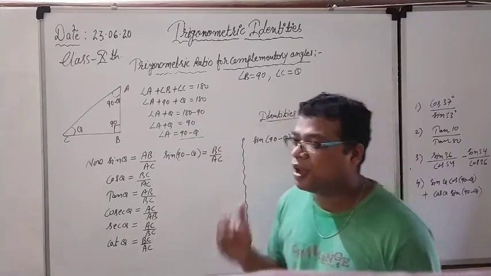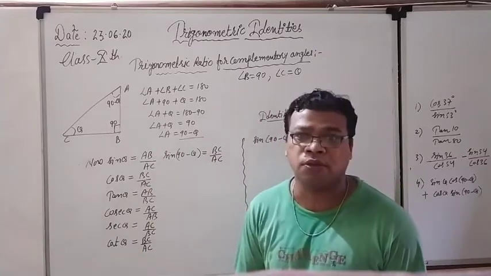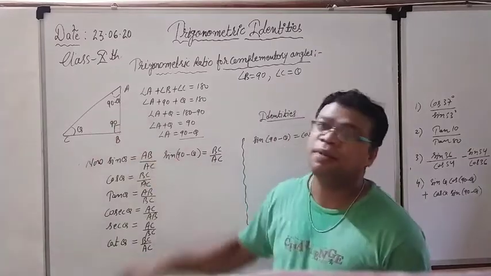Now see what we have to do. We have to find all the 6 trigonometric ratios for theta and also for 90 minus theta.